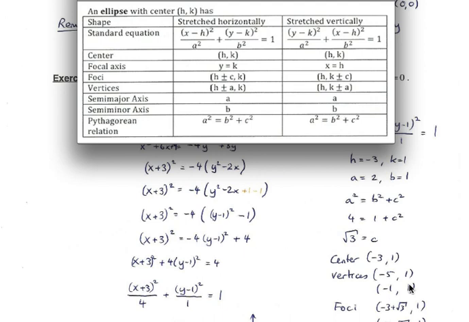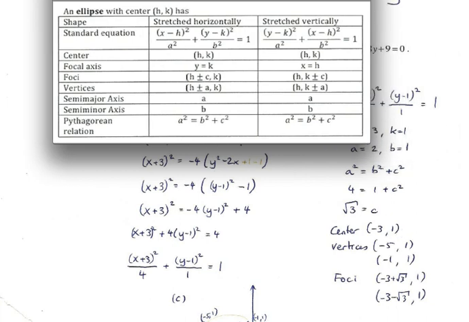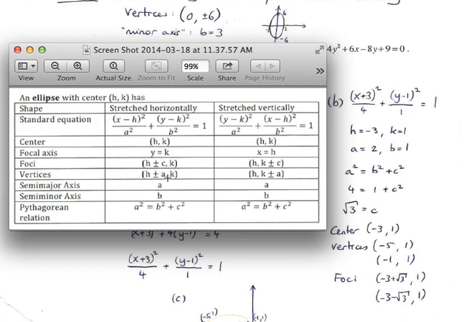With all of that, it's pretty easy to write the center. It's HK, so negative 3, 1. Let's move this here. So the center is HK, negative 3, 1. The vertices are H plus A, K. So H plus A, negative 3 plus 2 is negative 1, and the second coordinate is K, so 1. Negative 1, 1. H minus A, K, is negative 3 minus 2, negative 5, 1. So this is negative 5, 1.